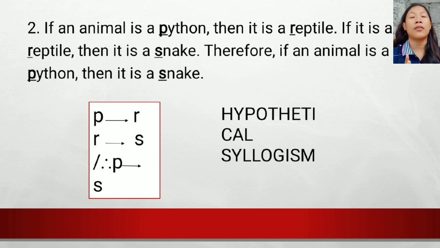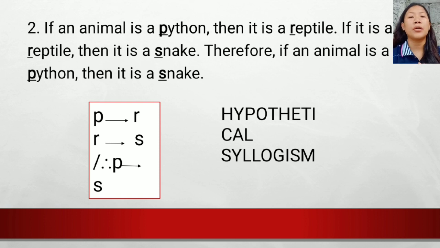So we are at the final statement, or our conclusion, because of the term "therefore." Our conclusion is: therefore, if an animal is a python, then it is a snake. Our antecedent here is P and our consequence is S. So our conclusion is P implies S. Therefore, P implies S. So, P implies R, R implies S, therefore, P implies S.